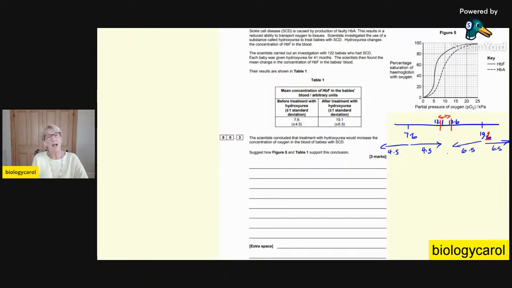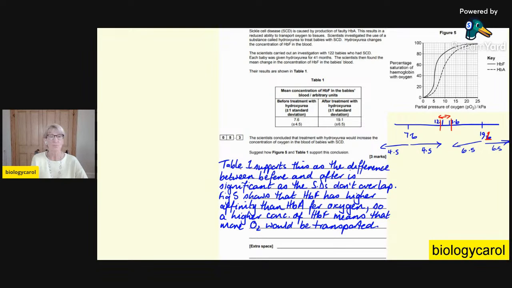So doing that maths tells you that those standard deviations don't overlap, and therefore the difference between the means is significant, which is what I wrote. As the difference between the before and after is significant as the standard deviations don't overlap. Actually got that wording right at least. Figure 5 shows that the fetal hemoglobin has, I'm going to write the same as I did in the previous question, which feels a bit dangerous to me. Generally, if you're writing the same thing in one place or other, you won't get the marks, but I didn't have anything better to write, so I went for it. Higher affinity than adult hemoglobin for oxygen. So a higher concentration of fetal hemoglobin means that more oxygen would be transported.